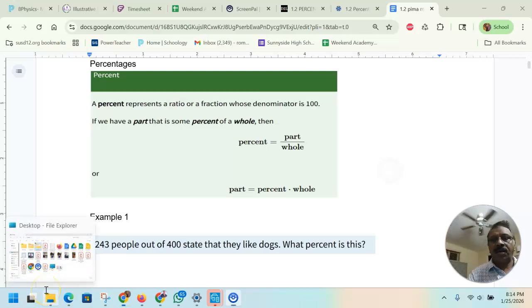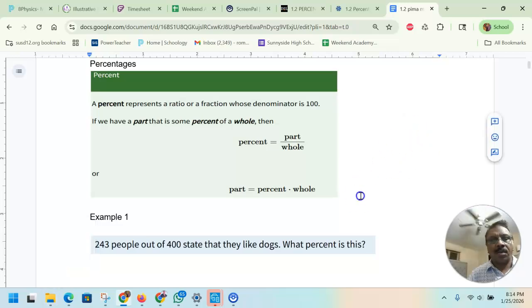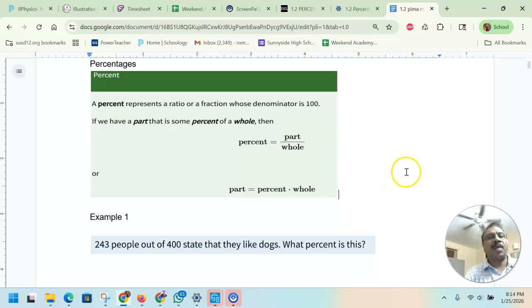Okay, hello students. This is PIMA 142, lesson number 1.2. I would like to walk through all the examples and maybe assignments so that it could assist some of you in case you are confused. So this lesson is about percentages.